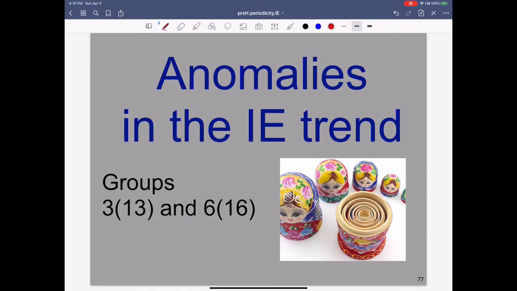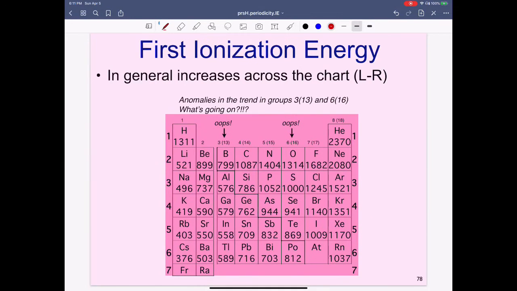Now let's take a look at those anomalies for group 13 and group 16, those anomalies in the ionization energies as we proceed across the periodic table. So let's dig in and look a little bit closer.